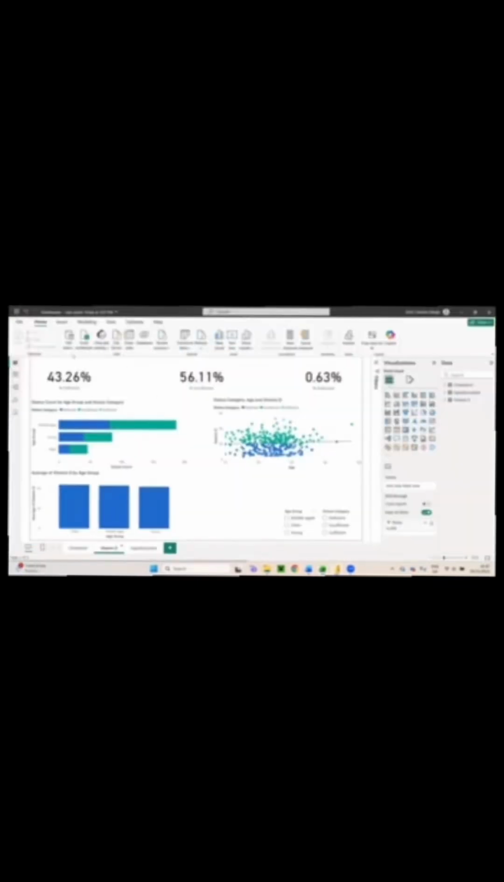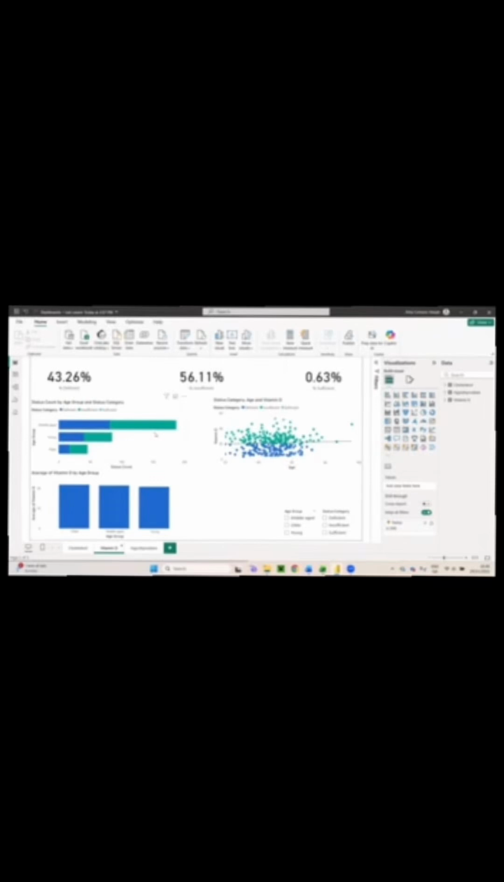On my vitamin D dashboard, I have 3 KPIs. 43.26% of the population has vitamin D levels classified as deficient, 56.11% fall into the insufficient range, and only 0.63% have sufficient levels. Together, this means that over 99% of the population has suboptimal vitamin D levels. So next are my charts.